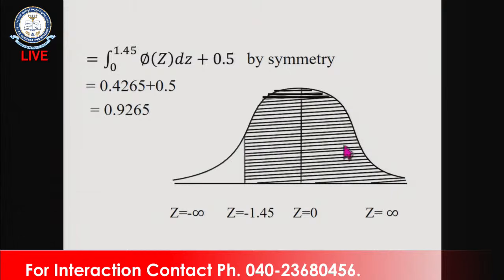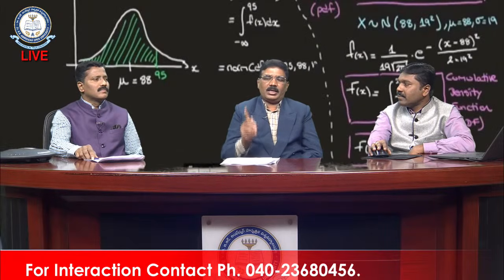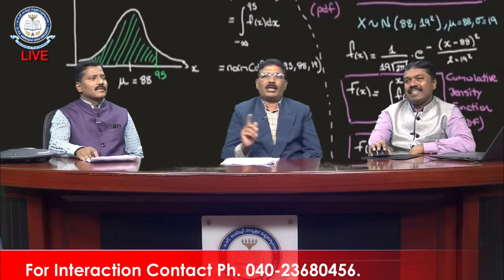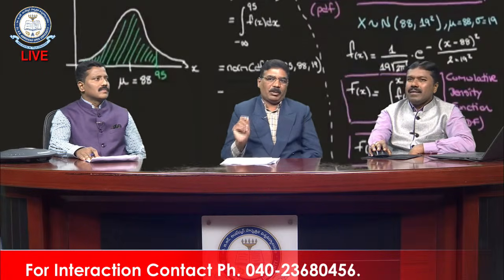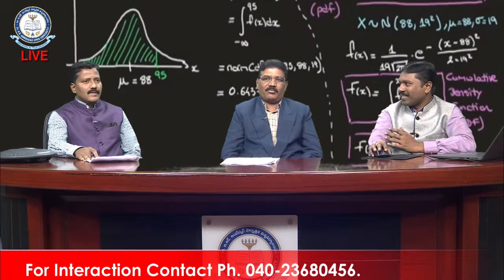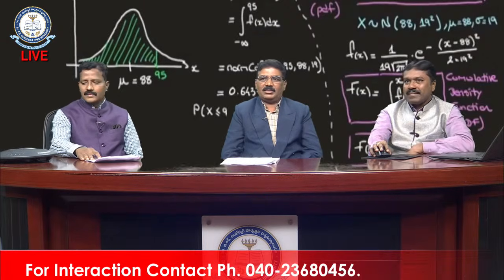One more thing, we can calculate very simply. If P of Z is greater than some value, we can simply write 1 minus P of Z less than that particular value. That is also one of the methods. Students already know the symmetric property, which is why we can explain this.